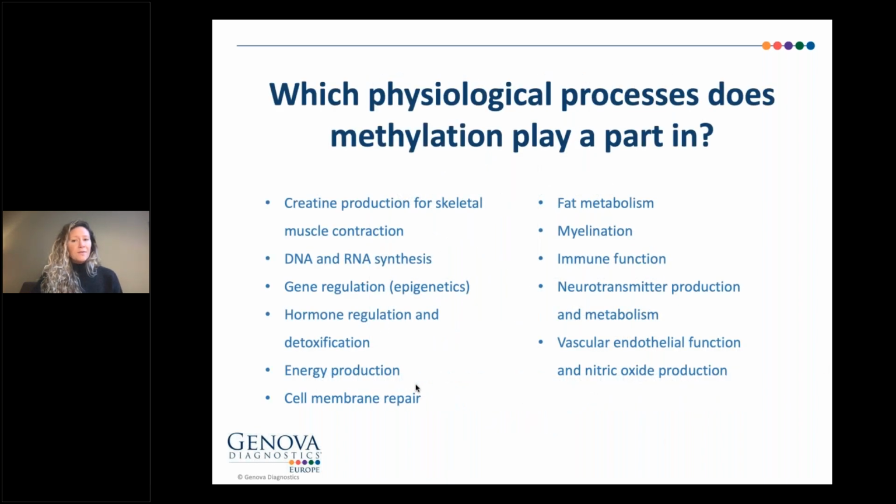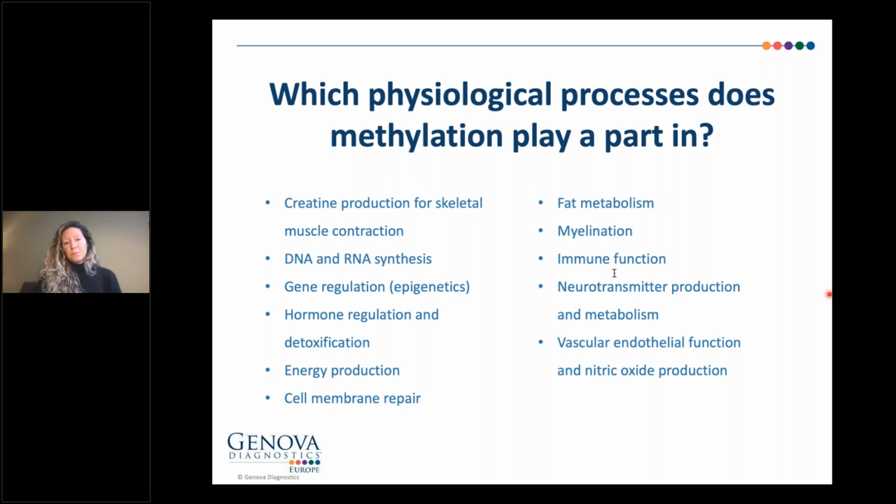So aside from a few of the physiological processes that I have just listed, as you can see, the list really does go on, which really highlights how important methylation is in the body. So for example, we have creatine production at the top right-hand side here. And this is a substance that's found naturally in muscle cells. It helps your muscles and cells produce ATP. There's also DNA synthesis and gene regulation. I've already mentioned hormone regulation and also detoxification.